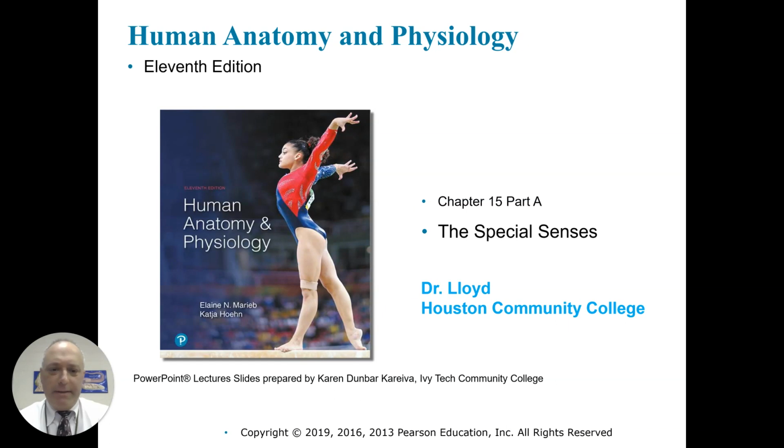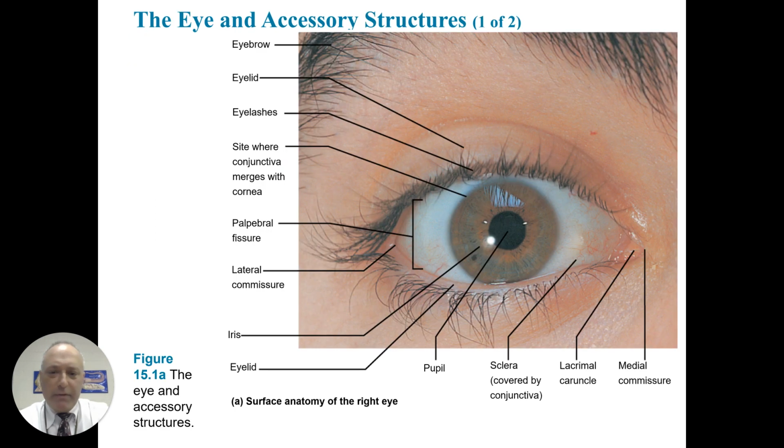Hello everybody, this is chapter 15, part A. So we're going to split this up into two parts. We'll do the visual system first and then the auditory system, or vestibular cochlear apparatus too, tomorrow. Okay, so the special senses. So we're going to start with the visual system.